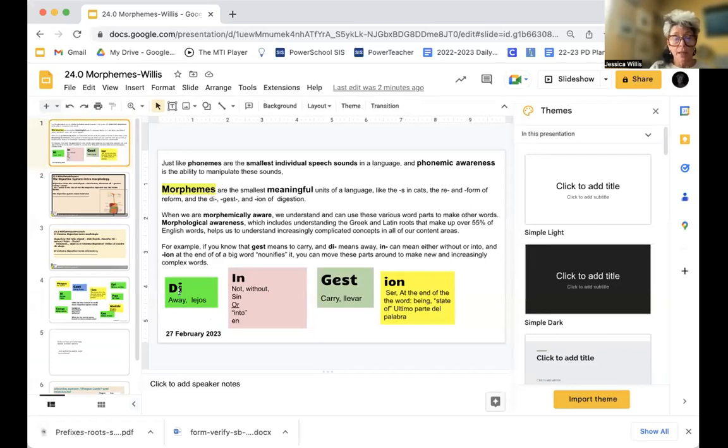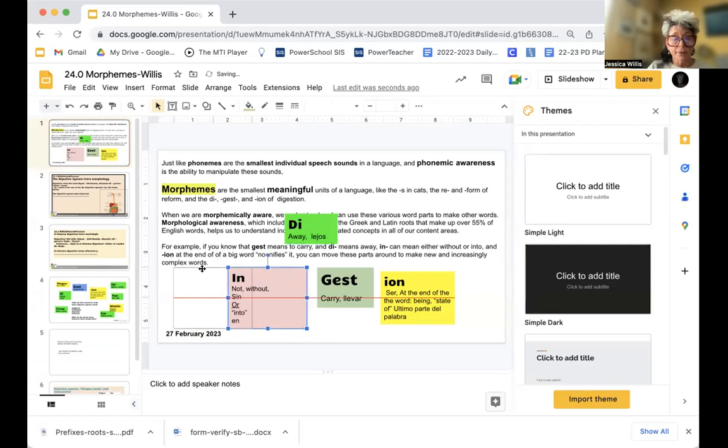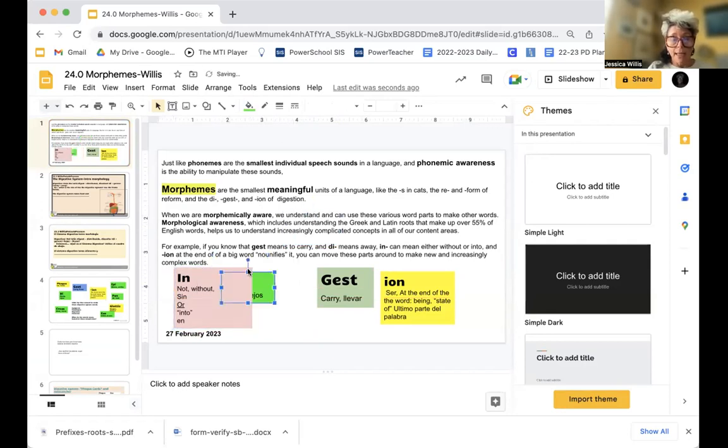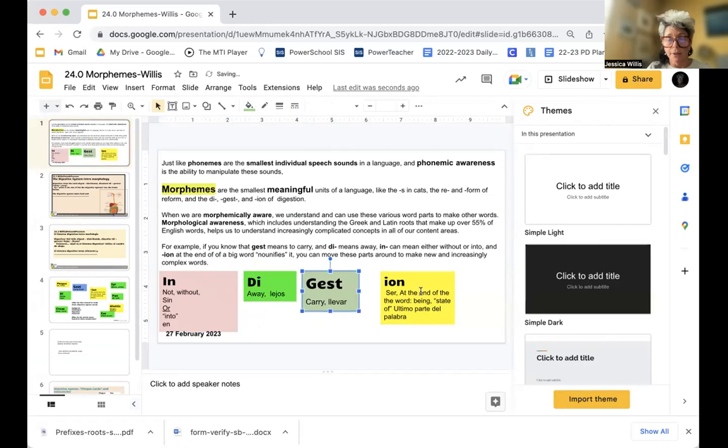So, for example, I'm going to take that in and I'm going to slide it over here. That means not or without. And then di means away. And gest means to carry, and ion means to nounify or make it into a state of being. Then all of a sudden we've got in, di, gest, tion.